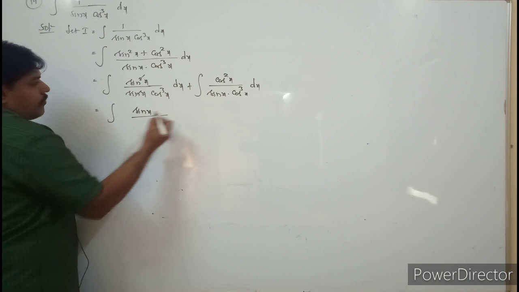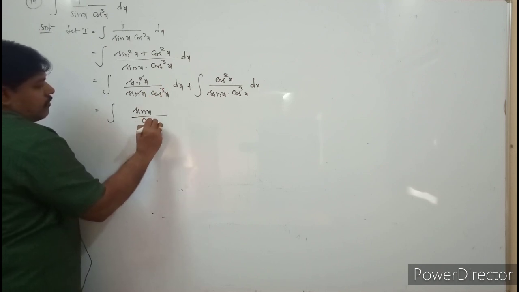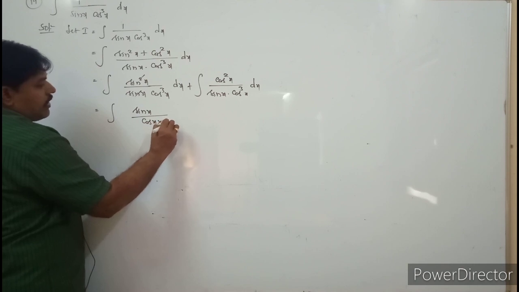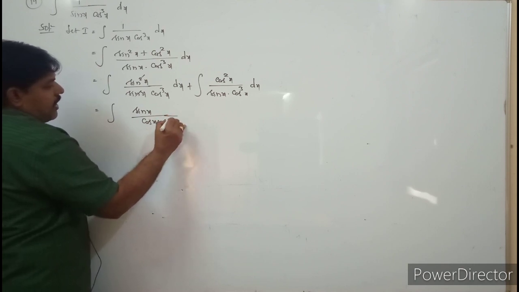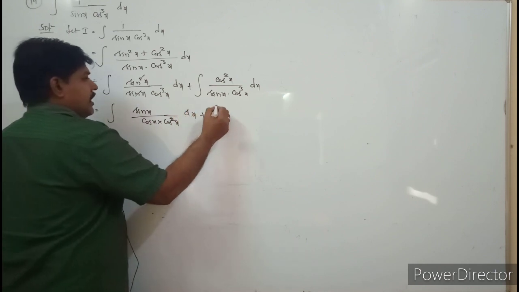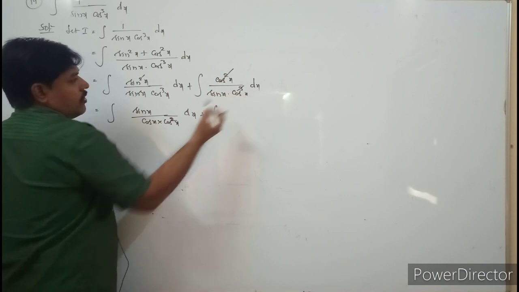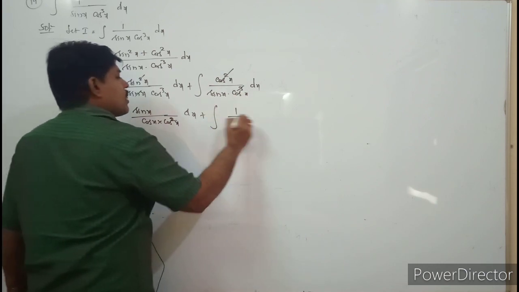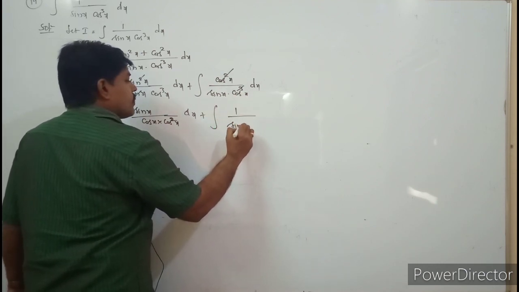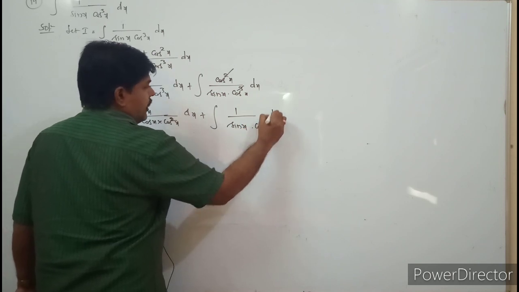sin x by cos cube x. Cos cube x you can write as cos x into cos square x, for our convenience I am writing like that, into dx plus integral of cos square and this cube will be cancelled. What is remaining is 1 by sin x into cos x into dx.